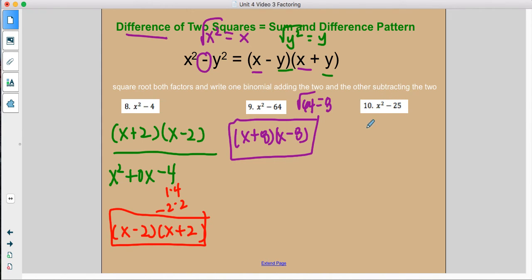Okay, here we go. Next one, we have x squared minus 25. Square root of x squared is x, so I have that in the front. Square root of 25 is 5. Always have a plus and a minus. There is example 10.